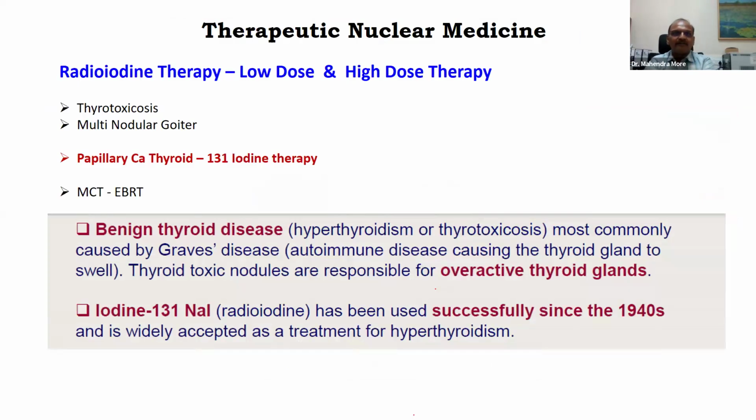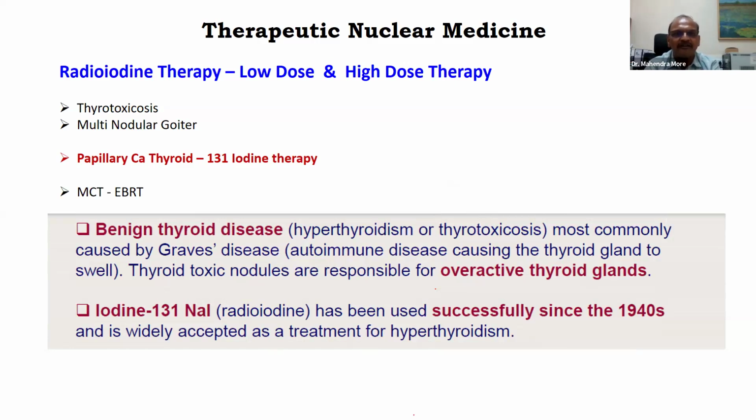Now come to the therapeutic part. In the therapeutic part of nuclear medicine, the isotope mostly used is iodine. Iodine can be used for low dose and high dose therapy. Under low dose, for conditions like thyrotoxicosis or multinodular goitre, we give very low doses. And for papillary carcinoma of thyroid, we treat with radioiodine therapy. Now I have mentioned here MCT, the medullary carcinoma of thyroid. We also treat the thyroid gland on a LINAC, but that is only for medullary carcinoma of thyroid, not the papillary.